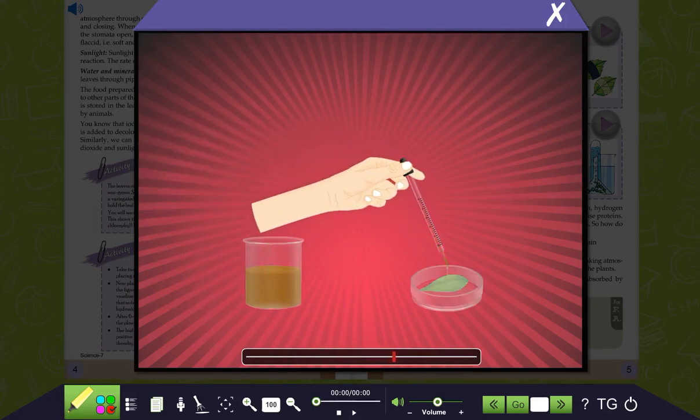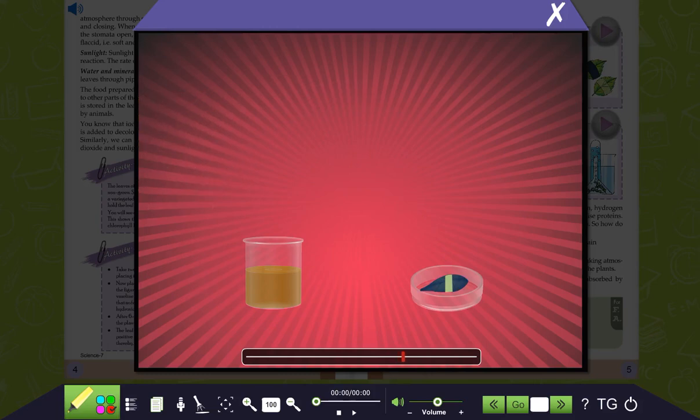What do you see? You will observe that the covered half of the leaf does not turn blue-black while the other half does. This shows that no starch was produced in the covered part of the leaf. This is because no sunlight was available to the leaf to carry out photosynthesis.